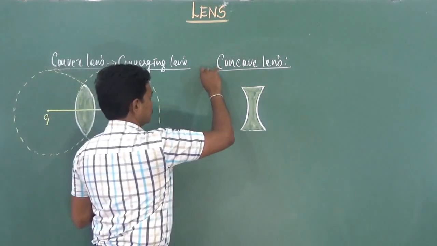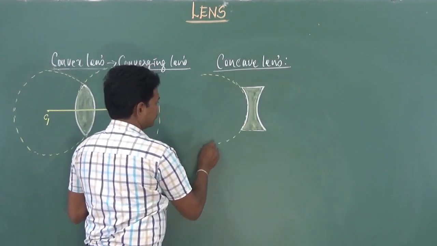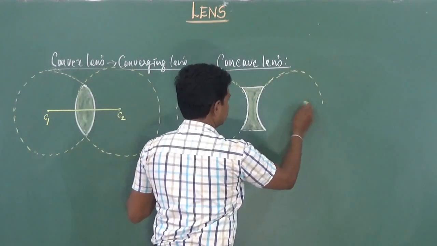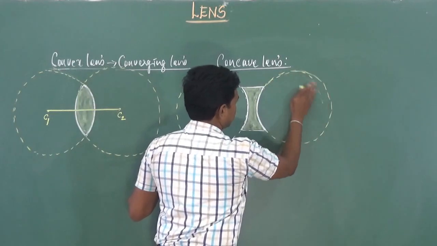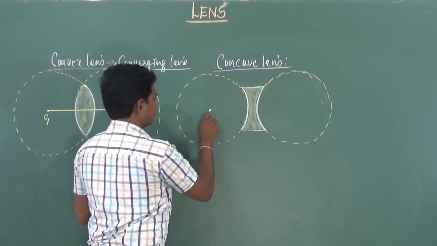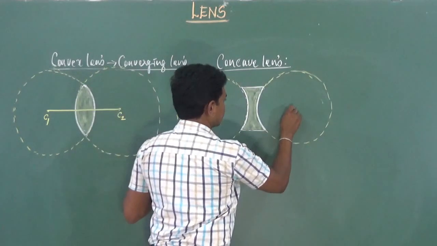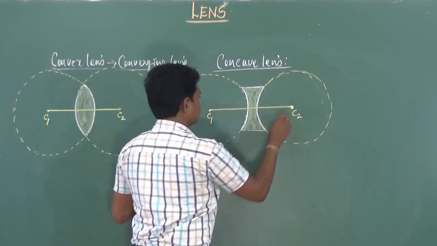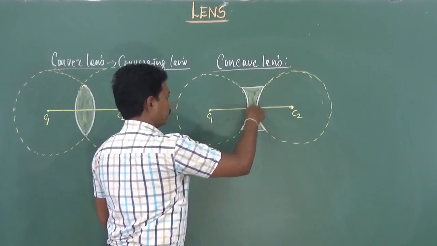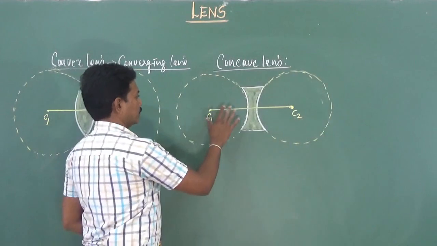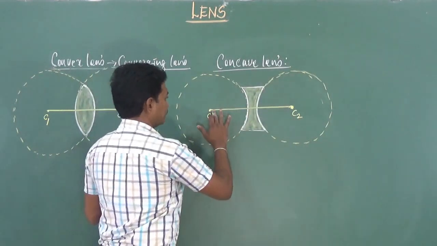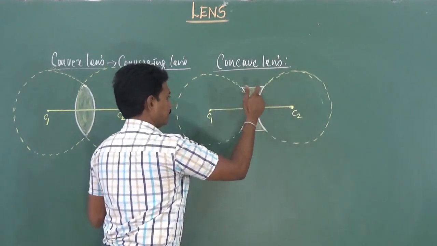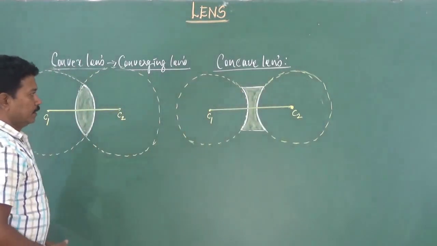Here also the same thing happens. We can take this as spherical in nature. This is the center of the first spherical surface, C1, and this is the center of the second spherical surface, C2. If I join these two centers of curvature, then this line is called the principal axis of a concave lens. The principal axis is the line joining the centers of the two spherical surfaces where the lens is a part of it.